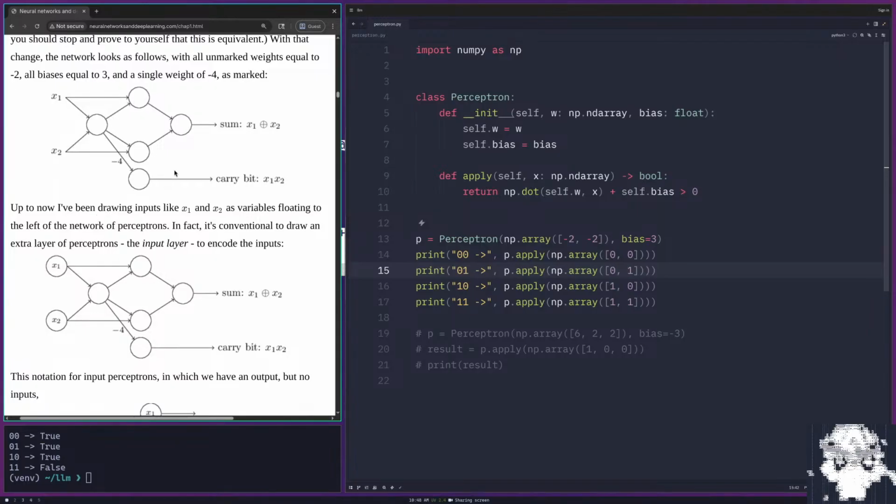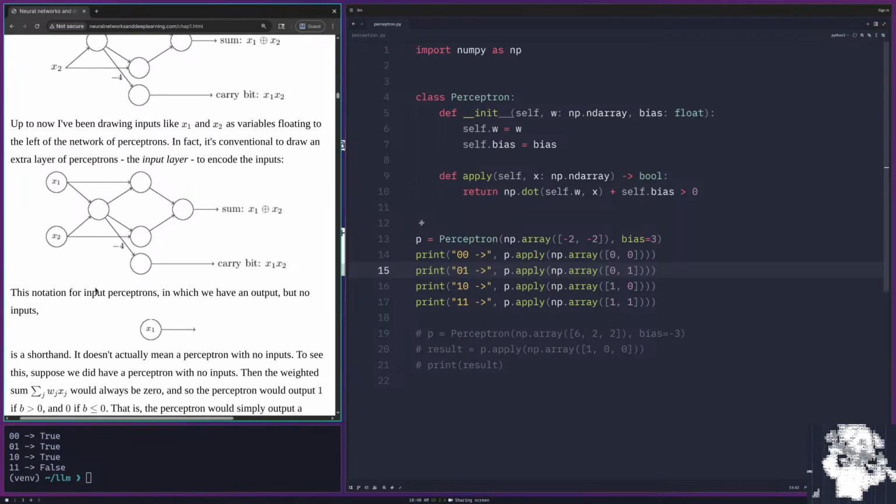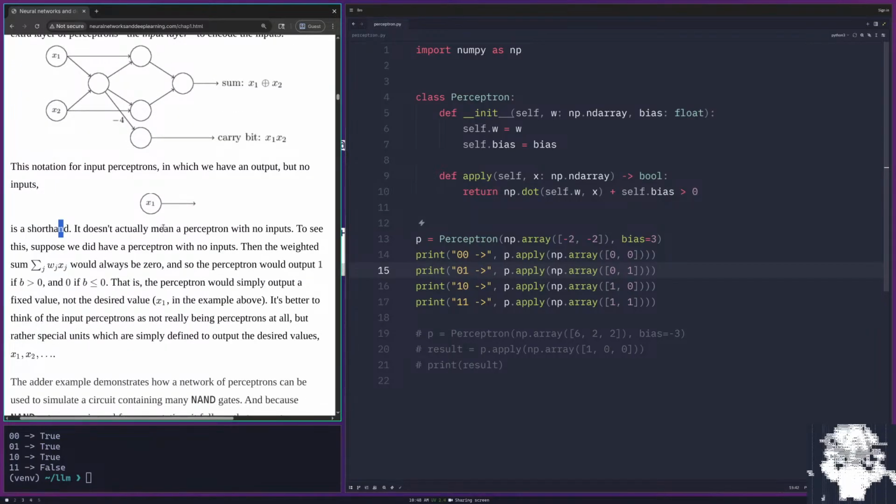All right. Up to now, I've been drawing inputs like x1 and x2 as variables floating to the left of the network of perceptrons. In fact, it's conventional to draw an extra layer of perceptrons, the input layer, to encode the inputs. So it's just putting circles around the inputs here and calling them an input layer of perceptrons. Or I guess they are of perceptrons. This notation for input perceptrons, in which we have an output but no inputs, is a shorthand. It doesn't actually mean a perceptron with no inputs.